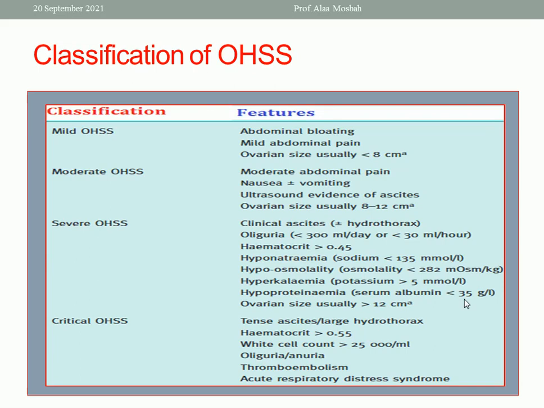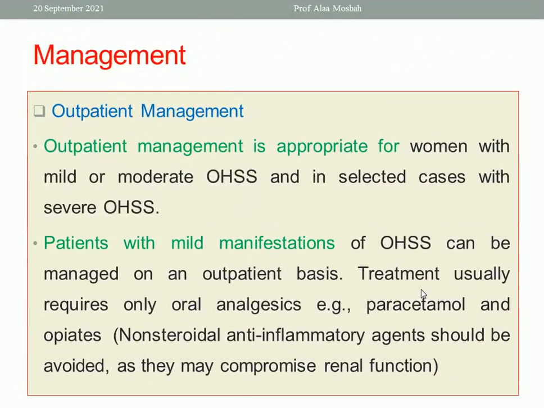What about critical ovarian hyperstimulation syndrome? There is tense ascites, large hydrothorax, hematocrit more than 55, white cell count more than 25,000, oliguria or anuria, evidence of thromboembolism, acute respiratory distress syndrome, and these cases need ICU admission, of course, and are life-threatening.